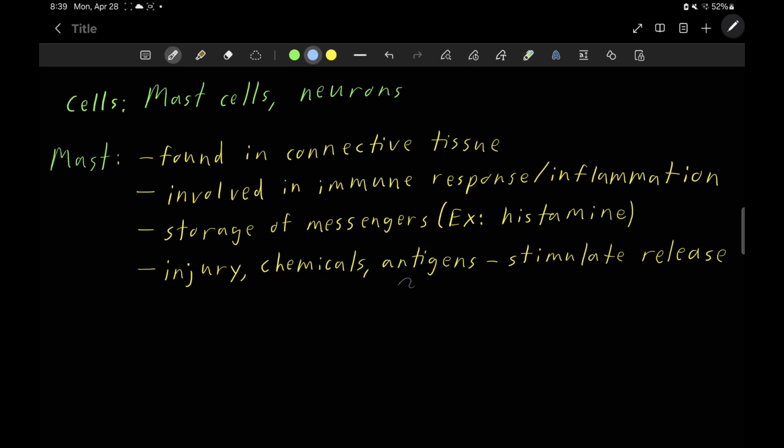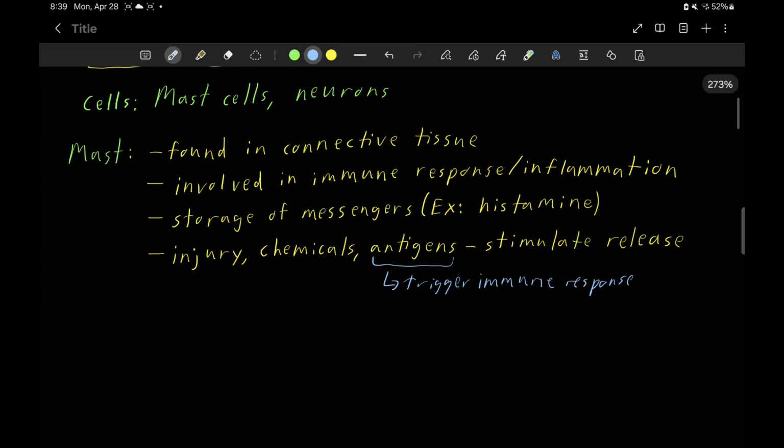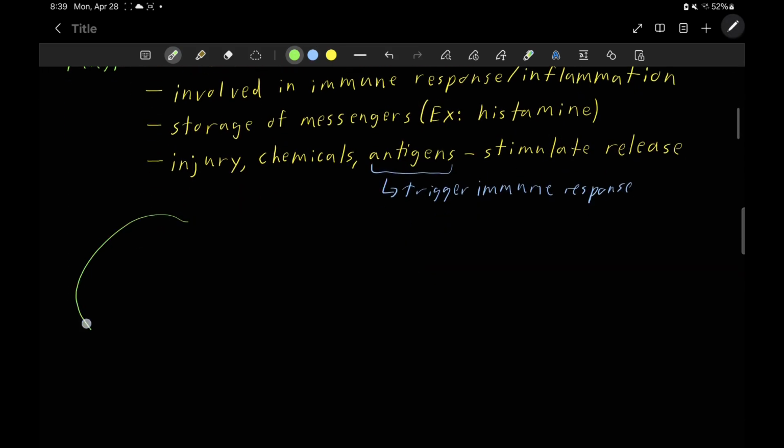Antigens are things that trigger immune responses. So in different injuries, chemicals, and antigens, they can stimulate the release of messenger molecules that are inside mast cells. So basically, let's say this is your mast cell, right?